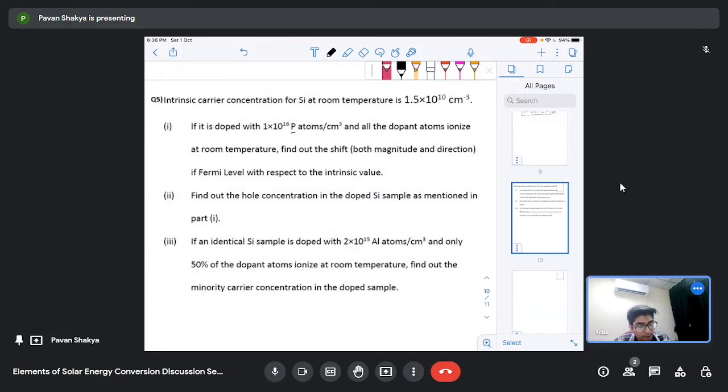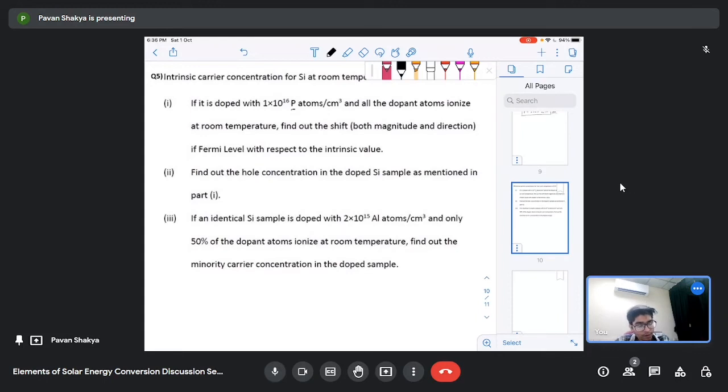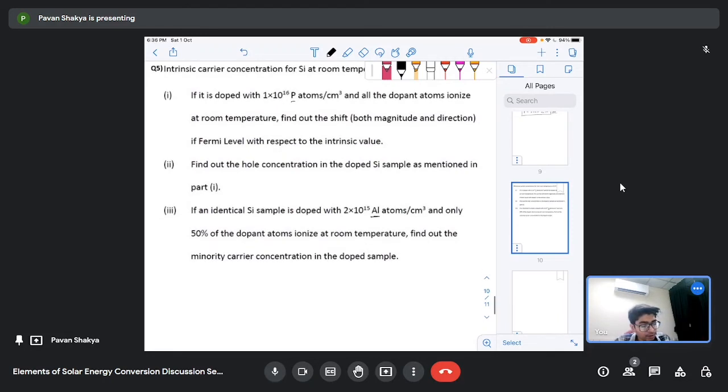Okay. In the next part, we have to calculate the hole concentration in the doped silicon, as in the previous part. In the next part, it has been given that this semiconductor is doped with this number of Al atoms per centimeter cube, where Al represents the aluminium material, and only in this problem it has been given that only 50% of the dopant atoms are ionized at room temperature.